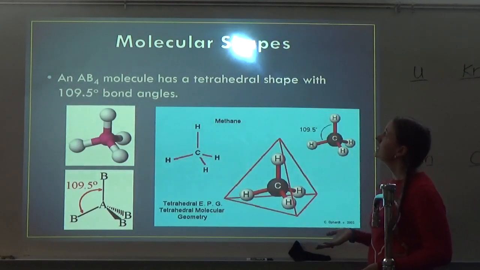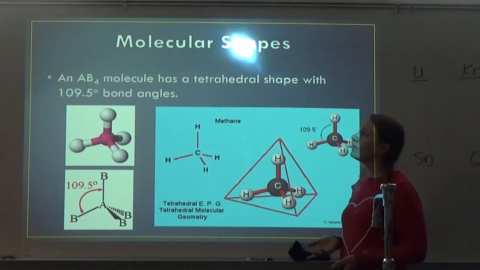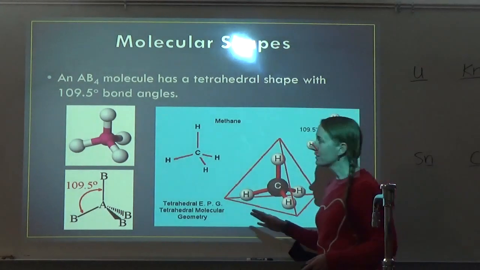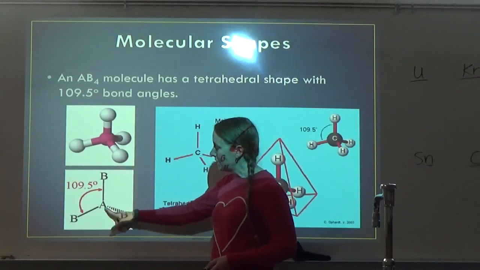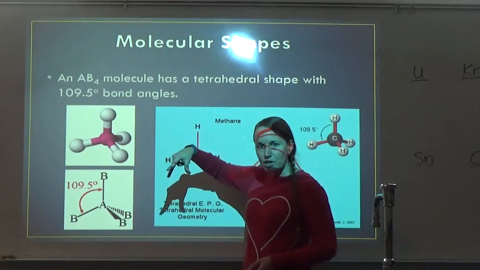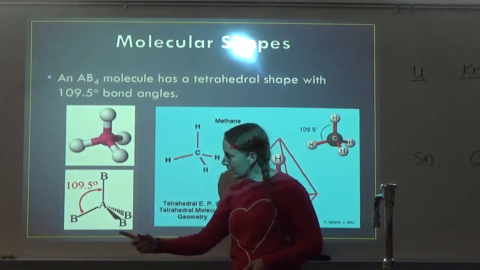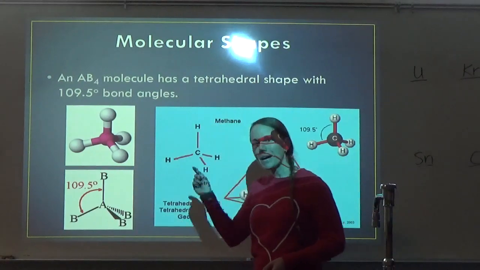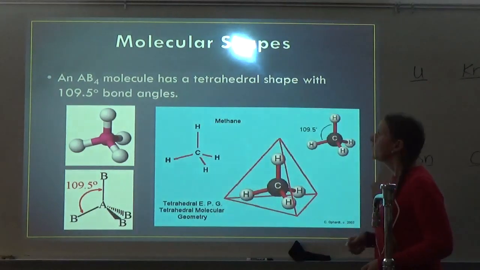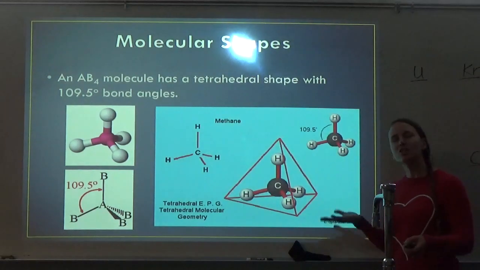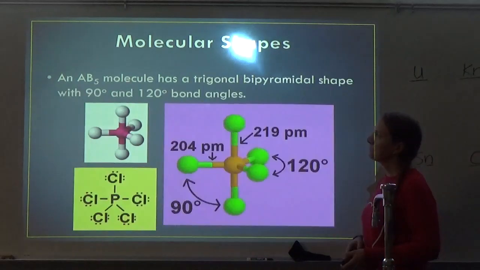AB4 molecules have a tetrahedral shape with 109.5-degree bond angles. This is where we can no longer draw it flat. This is a 3D shape, and we talked about in Honors how when you have that tripod shape at the bottom, you draw one coming out by a darkened triangular bond and one going back by a dashed line bond. CH4 is the perfect example. All the bond angles on tetrahedral are 109.5 degrees. That's the only one that's kind of a weird number.